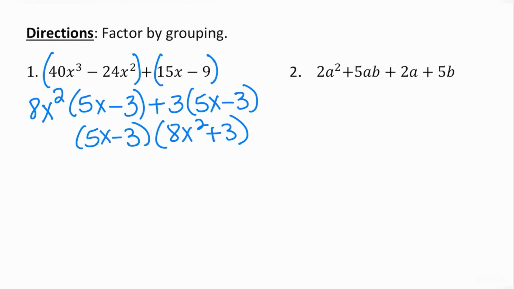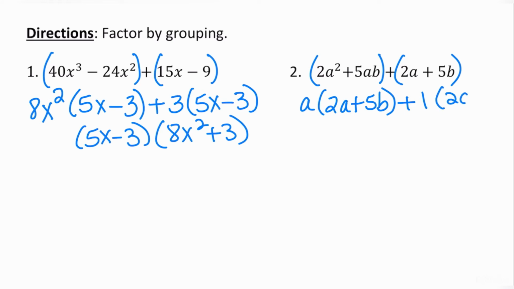In number 2, I'm going to group the first 2 together and the last 2 together. From the first group, they both have an a in common. I'm going to factor out the a, and I'm left with 2a plus 5b. From the second group, they literally have nothing in common. The GCF in that case is 1. Because there's nothing else I can take out, it is very important for you to write plus 1 because 1 is the GCF. And now I'm going to write parentheses 2a plus 5b.